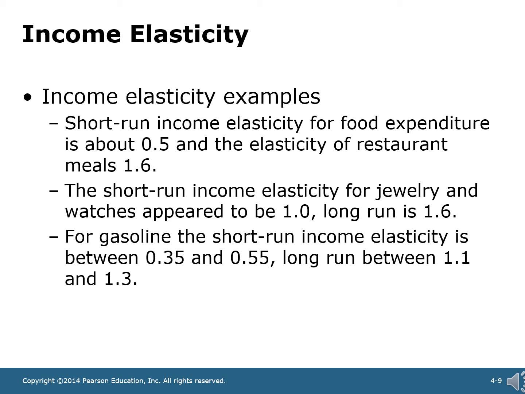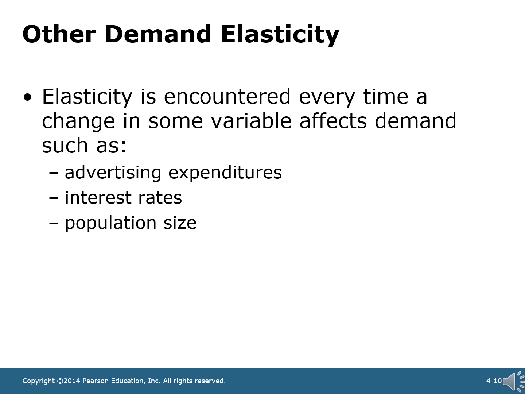Now for gasoline, in the short run, the income elasticity is between 0.35 and 0.55, and over the long run, between 1.1 and 1.3. But there are other forms of demand elasticity. Basically, we have elasticity anytime there's a change in one variable that affects demand. So the first example is advertising expenditures.